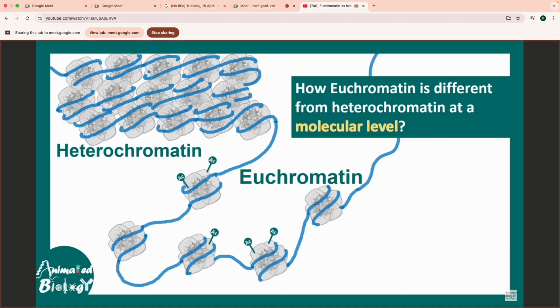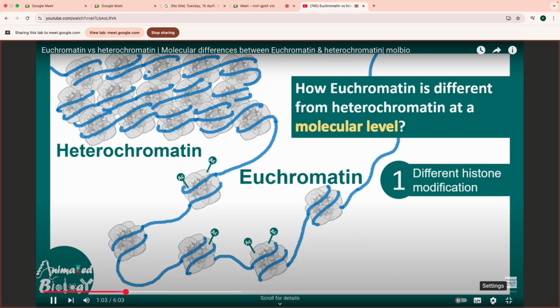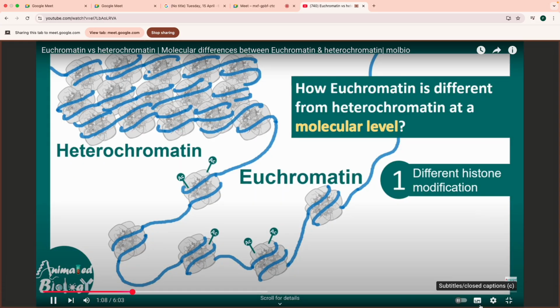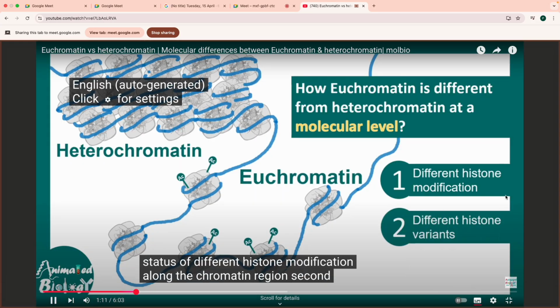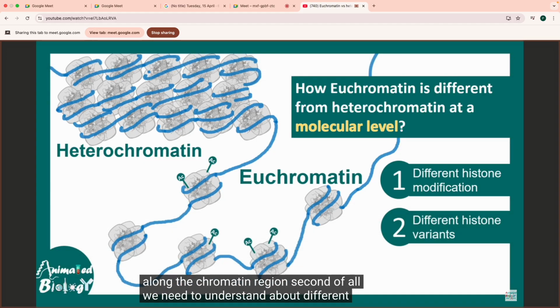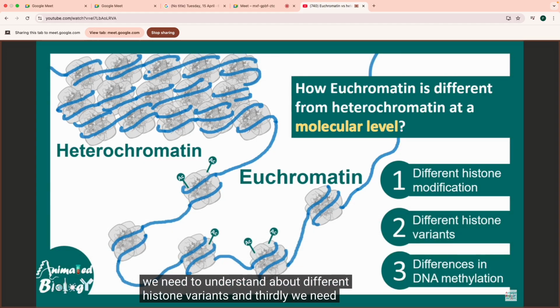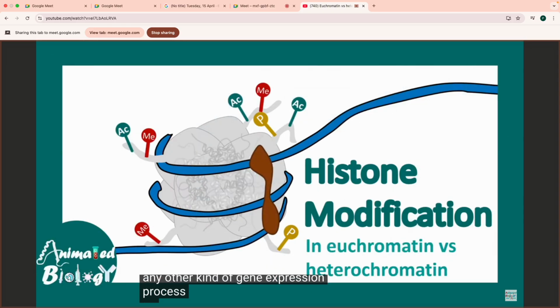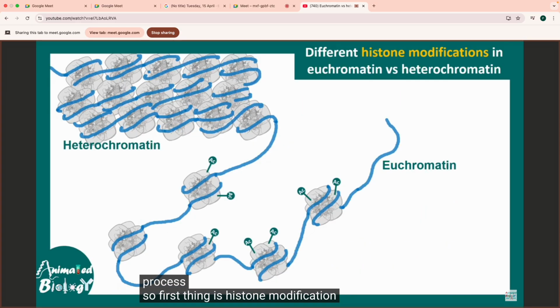Let's try to understand what the molecular factors are that differentiate these two structural domains in chromatin. First, we need to understand the status of different histone modifications along the chromatin region. Second, we need to understand different histone variants. And thirdly, we need to understand DNA methylation status. All of these factors dictate how accessible a chromatin is and how much that can influence transcription or any other kind of gene expression process. So the first thing is histone modification.